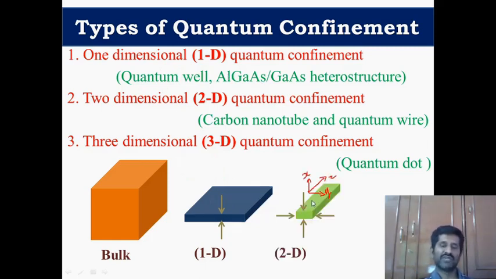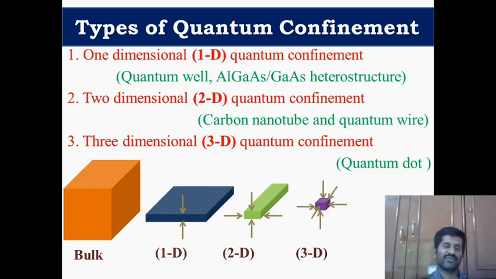Now I am reducing another direction to lambda by 2 order. Let us consider I am reducing the y-axis dimension to lambda by 2 order. As a result, the electron can move freely in only one direction, that's the z direction, and it is confined in both x and y dimensions. Since the electron is confined in two dimensions, this situation is called two-dimensional quantum confinement. For example, quantum wire and carbon nanotube.